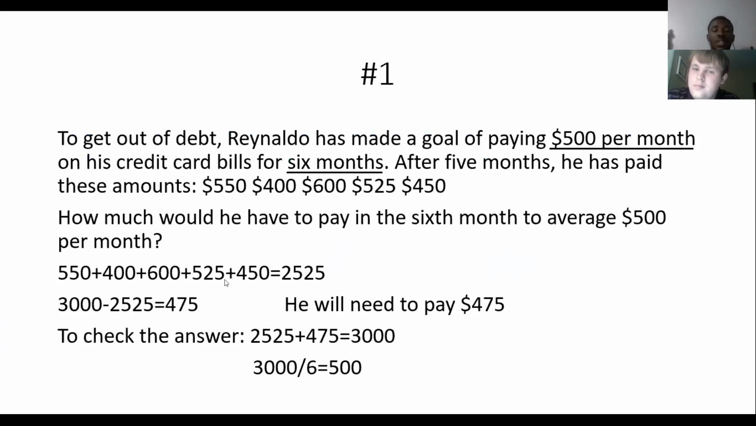So if we add all these numbers up, he'll have 2,525. So if you subtract that from 3,000, you'll have 475. So then in the 6th month, he just needs to pay $475. Now you're like, how does this relate to the lesson? Well, to check your answer, you're going to add 475 to 2,525. That'll give you 3,000. And then this is like finding the mean or the average. You just do 3,000 divided by 6, because that's how many different numbers there are, 6. It'll give you 500, essentially $500 per month.